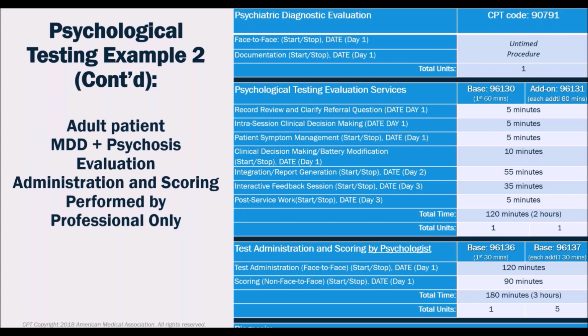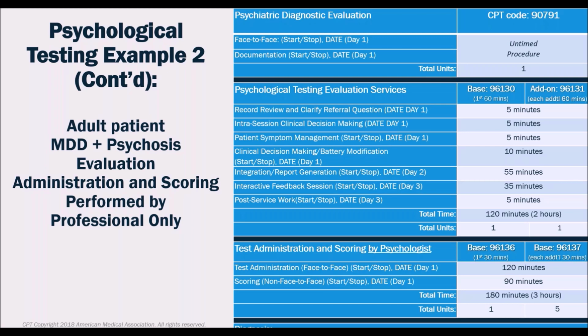Now, in this case, the test administration, if you can look at the bottom of the slide, test administration and scoring by the psychologist was direct face-to-face testing for 2 hours, and then scoring for an additional 90 minutes. So that is 180 minutes total. So that's the time spent administration and scoring of the test. You would bill 1 base code unit, consistent with everything else for that, and then 5 additional add-on units, the 96137 add-on units, for your personal time spent testing and scoring.